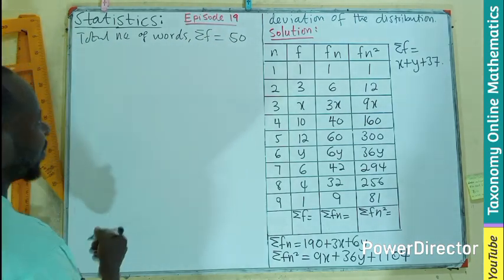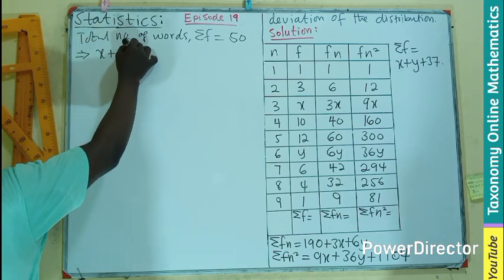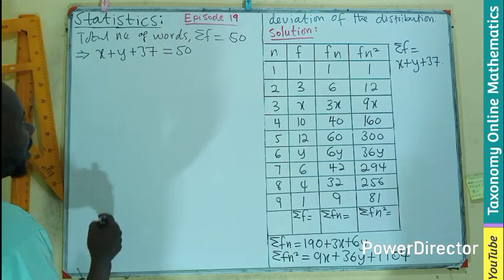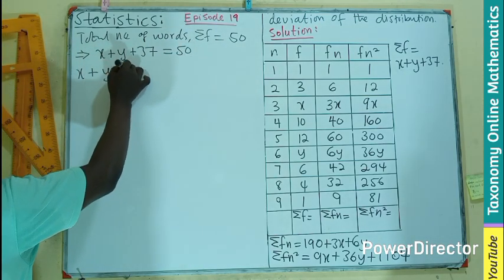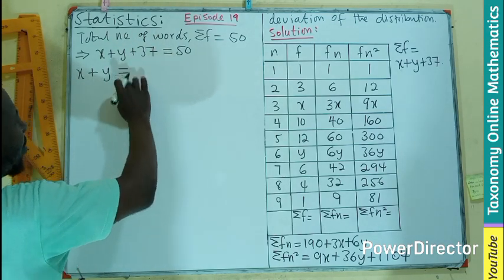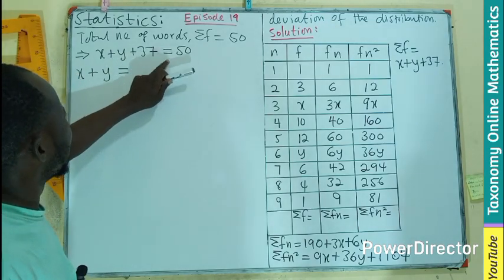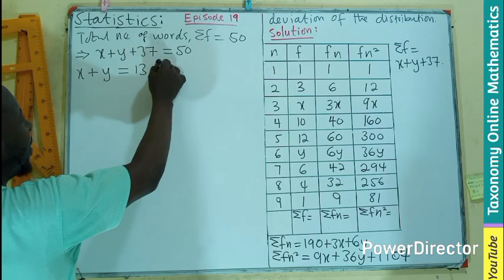So if that is the case, that implies that our x plus y plus 37 is the same as 50. Let's rewrite this as x plus y equals 50 minus 37. Subtracting 37 from 50, I think we need 13. So that will give us 13 as the first equation.